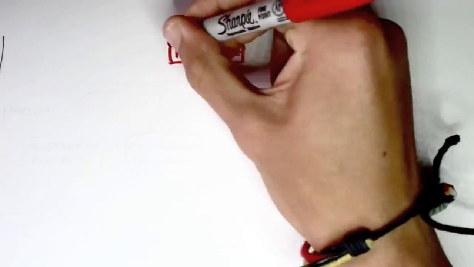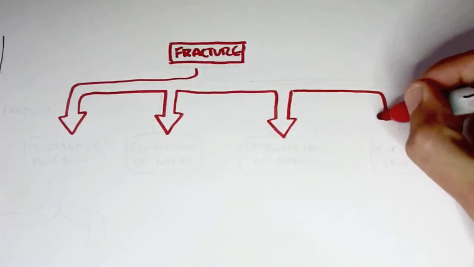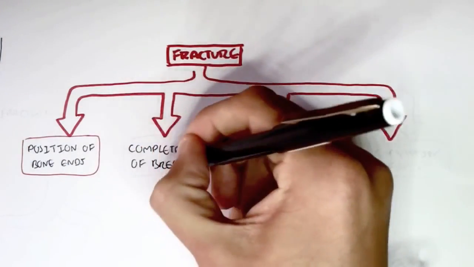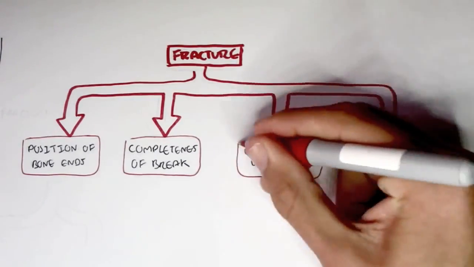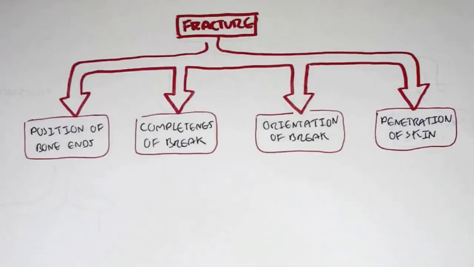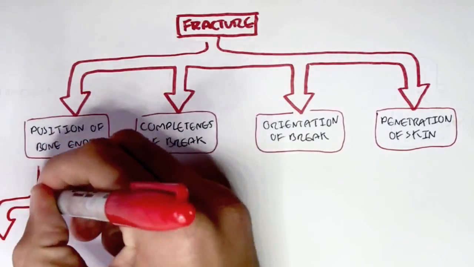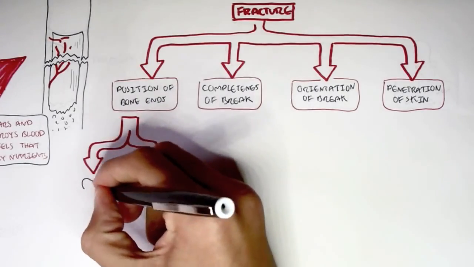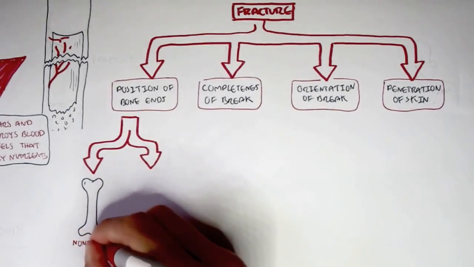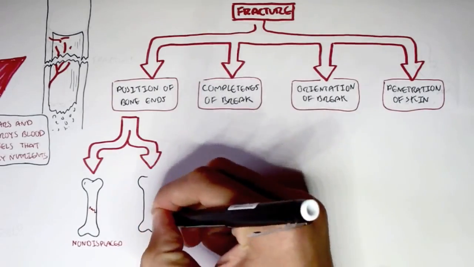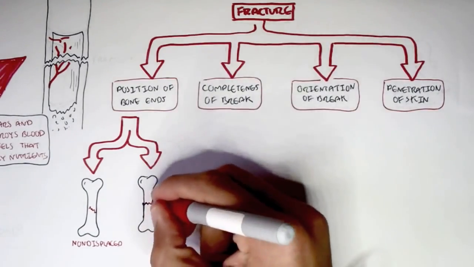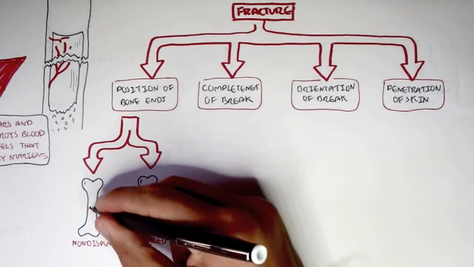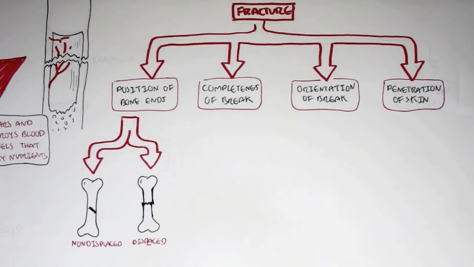Now, bone fractures itself can be categorized into 4 parts. They can be classified by the position of the bone ends after a fracture, the completeness of the break, the orientation of the break, or whether the bone ends penetrate the skin. The position of the bone ends can be classified under 2 types. In non-displaced, the bone's position does not move. However, in displaced, as you can see by this diagram, the bone moves, and this is displaced because the bones are displaced after the fracture.